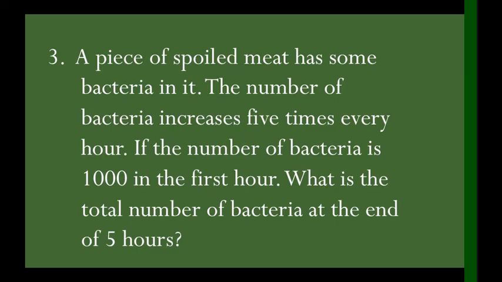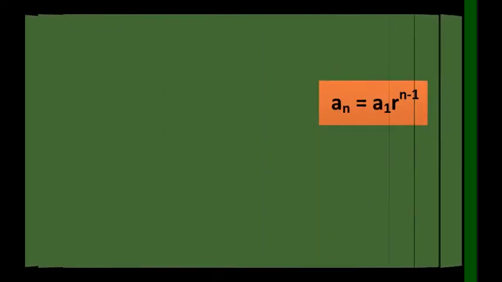Because based from our previous discussion in geometric sequence, it multiplies. There is a multiple of increase in terms of geometric sequence. So every hour, if the number of bacteria is 1,000 in the first hour, what is the total number of bacteria at the end of 5 hours? So in the first hour, it's 1,000. So what will be the number of bacteria in the fifth hour? So we have the formula a sub n equals a sub 1 times r raised to n minus 1.